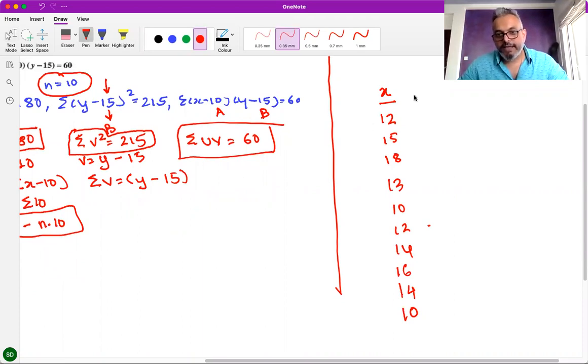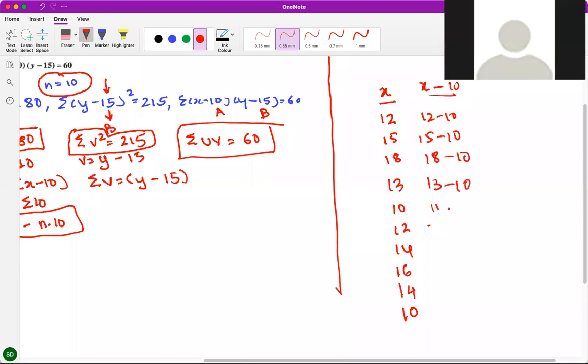Now you are taking x minus some assumed mean, say 10, some assumed number a. So minus 10: 12 minus 10, 15 minus 10, 18 minus 10, 13 minus 10.